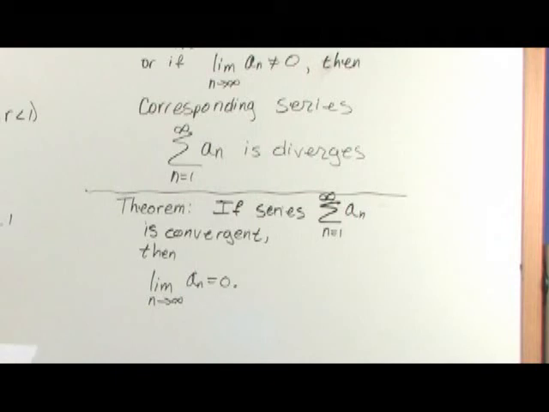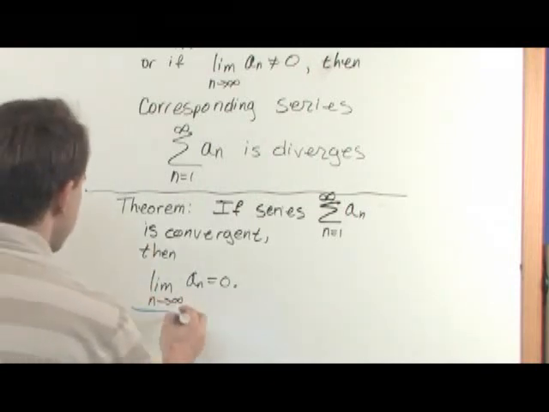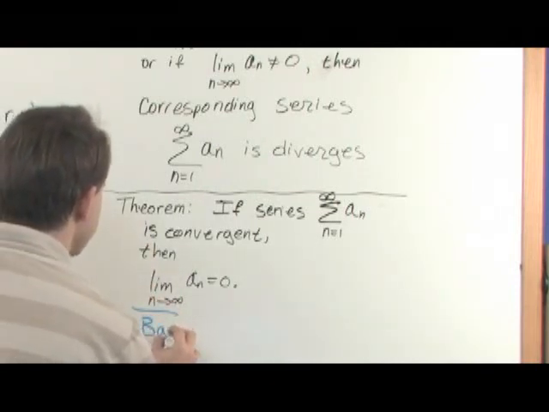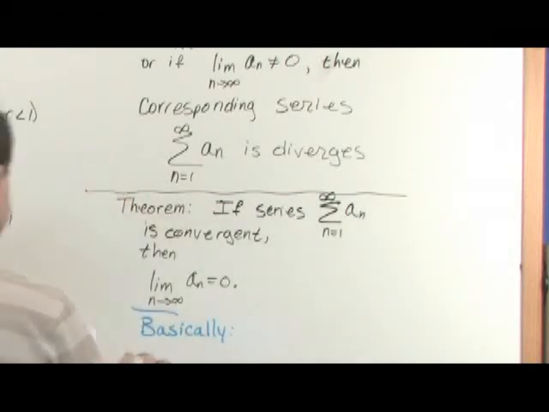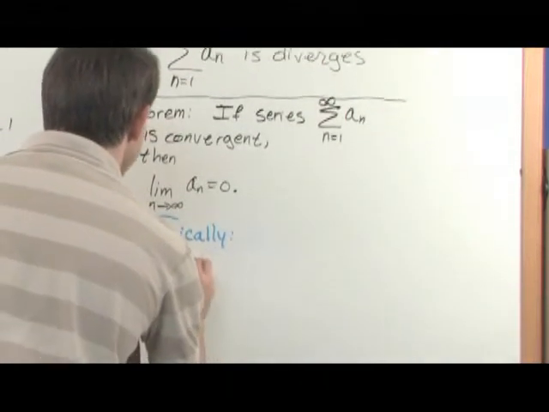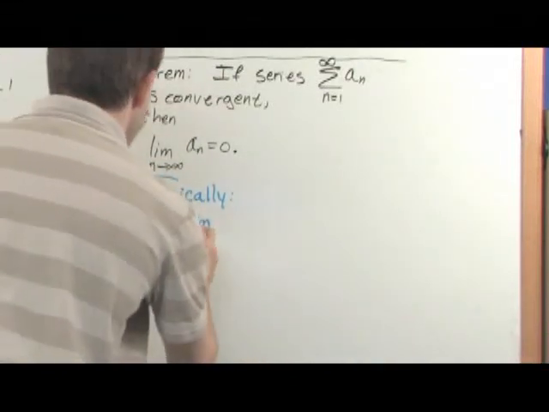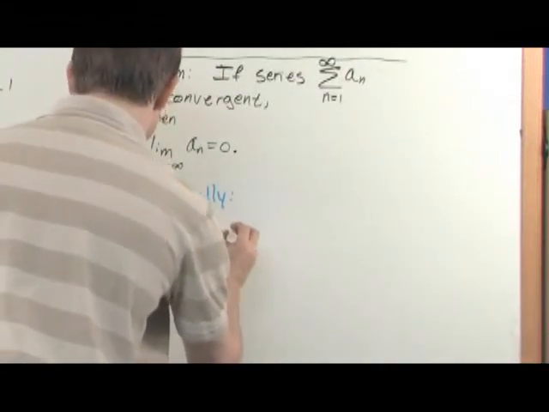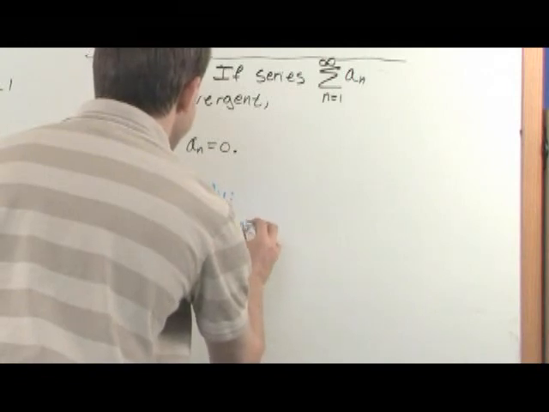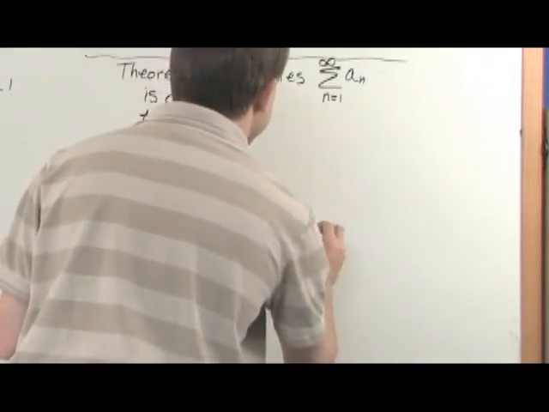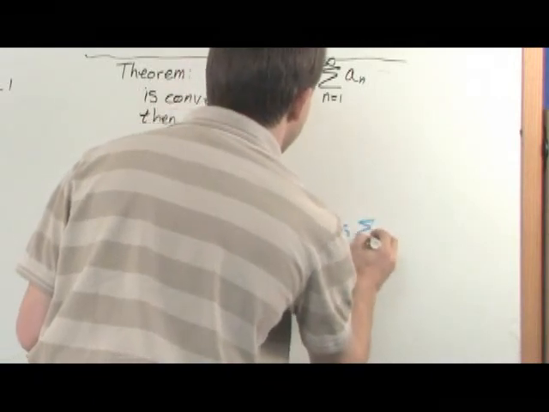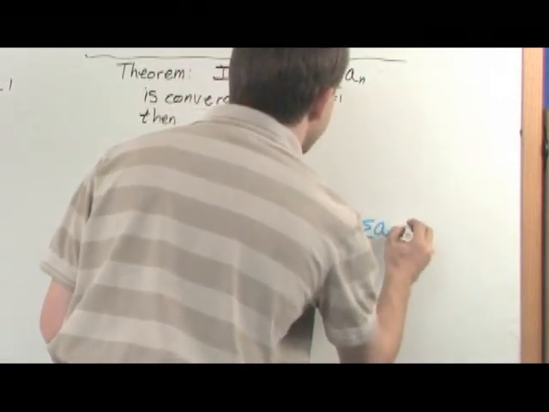So, like I say, I like to write this down, and that's what you'd see in the book. To show you in layman's terms what that means, basically, if the limit as n goes to infinity of a sub n does not equal 0, then the series over a sub n diverges.